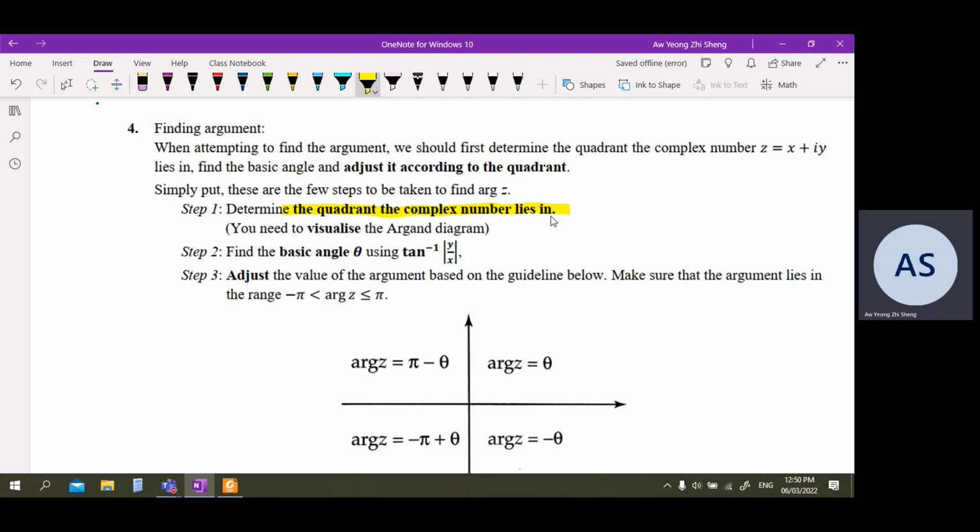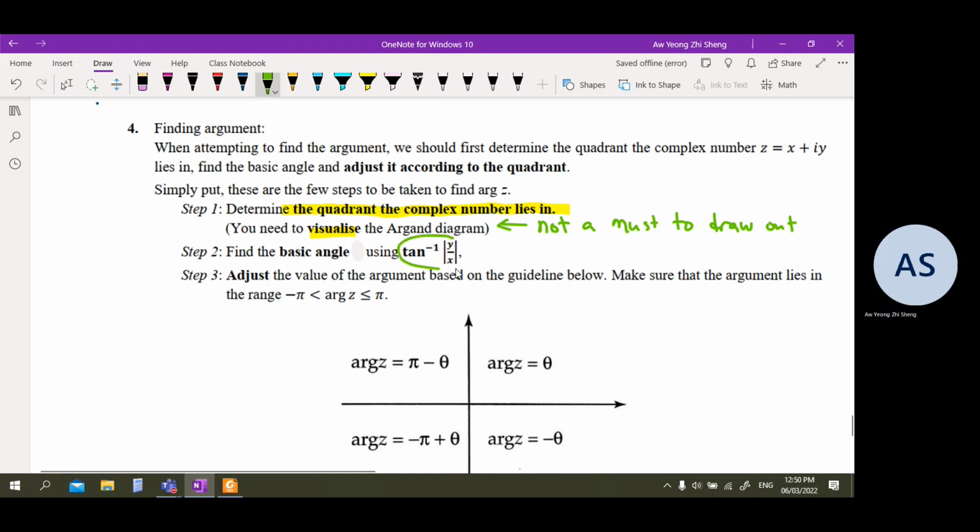Where is the point representation of the complex number? Is it in quadrant 1, 2, 3, or 4? You have to visualize the Argand diagram in your mind at least. It is not a must to draw out, but you should at least visualize the diagram in your mind. Step number two is to find the basic angle. To avoid confusion, I better just avoid using the symbol theta here. Find the basic angle using inverse tangent of the modulus of y over x. This always works to give you the basic angle.